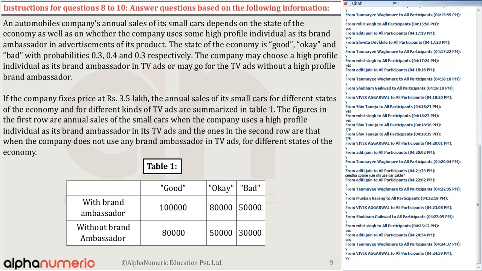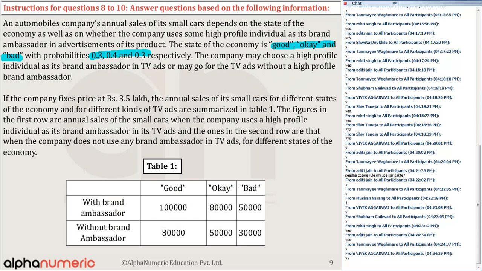It says an automobile company's annual sales of its small car depends upon the state of the economy as well as on whether the company uses some high profile individual as its brand ambassador in advertisement of its product. The state of the economy is good, okay, and bad with the probabilities. Okay, so good economy, okay, probabilities given हैं good, okay, और bad की. The company may choose a high profile individual as its prime brand ambassador or may go for the TV ads without a high profile brand.